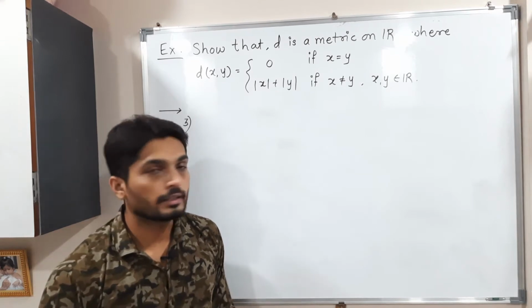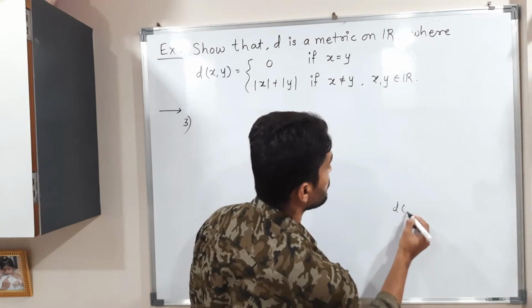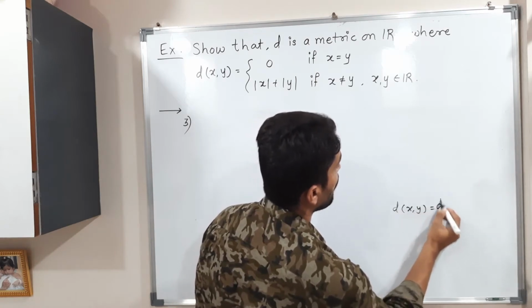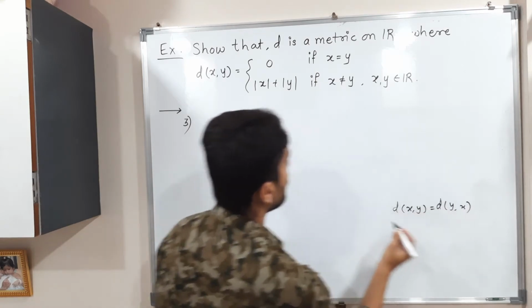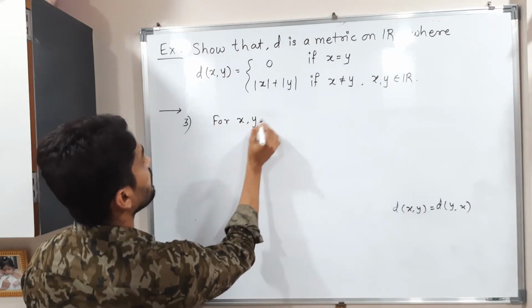Okay. Let us go for the third property. What is the third property? The third property is d of xy is equal to d of yx, which we have to prove. What will I do? I will take two elements x, y belonging to R.